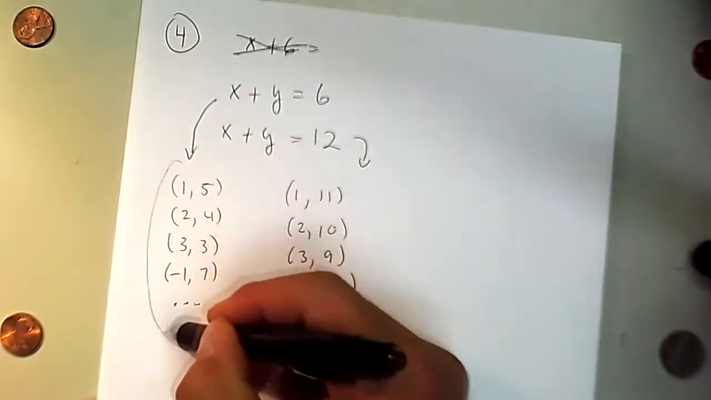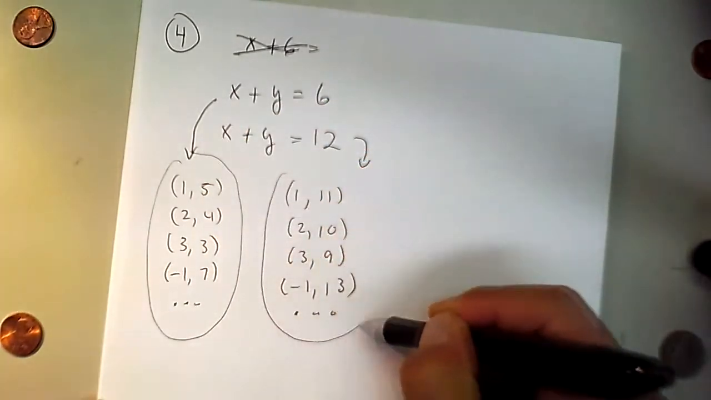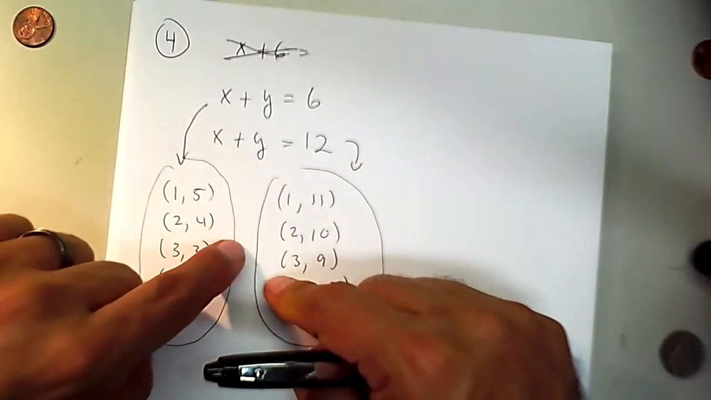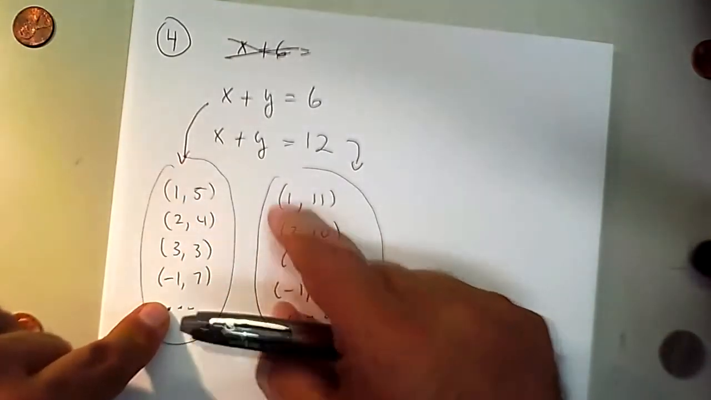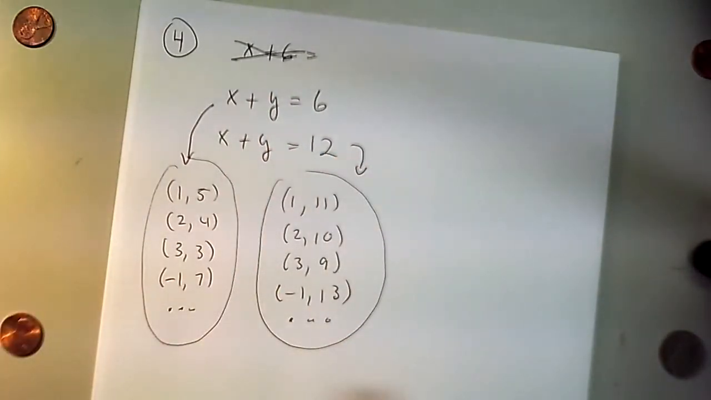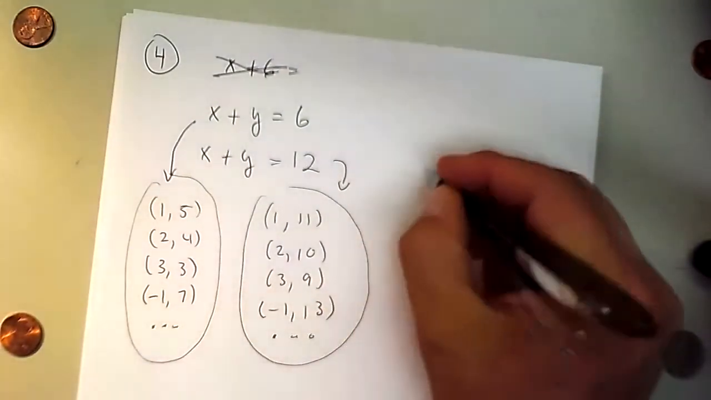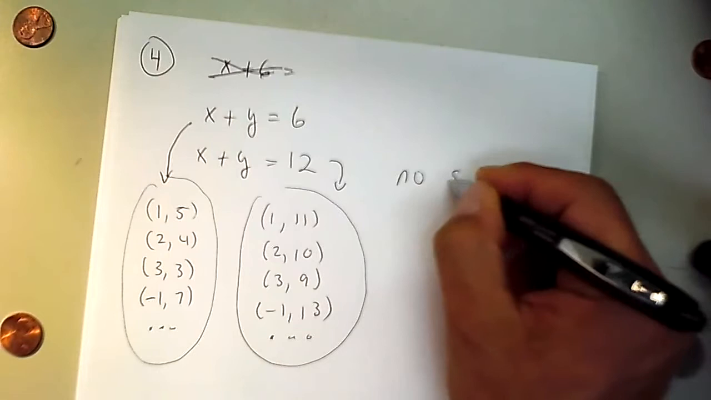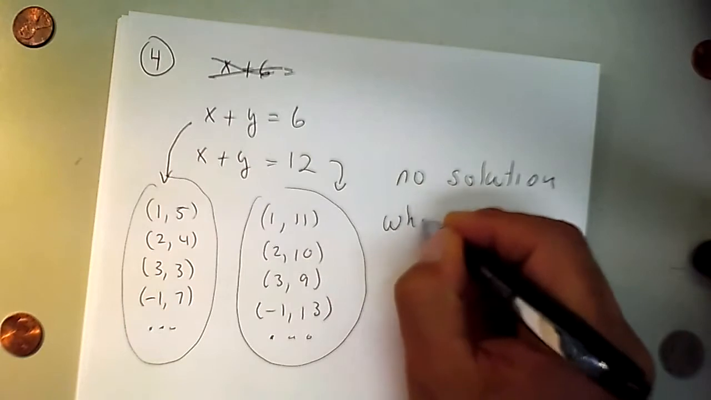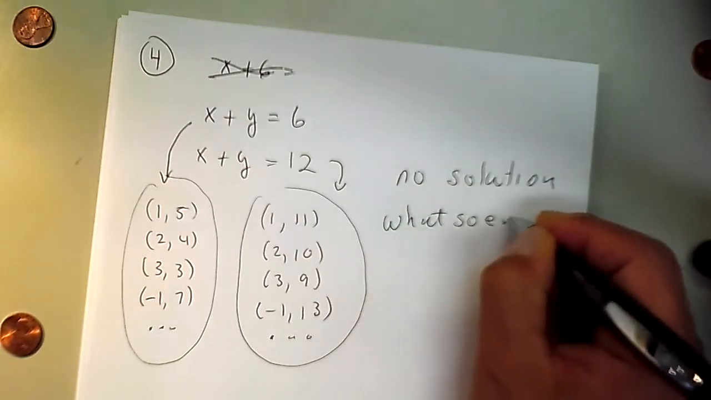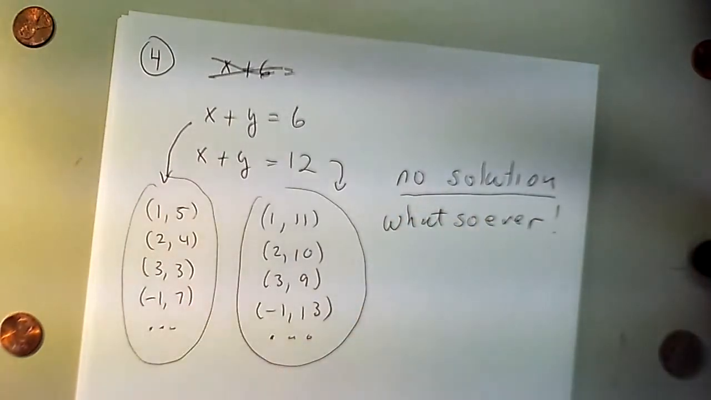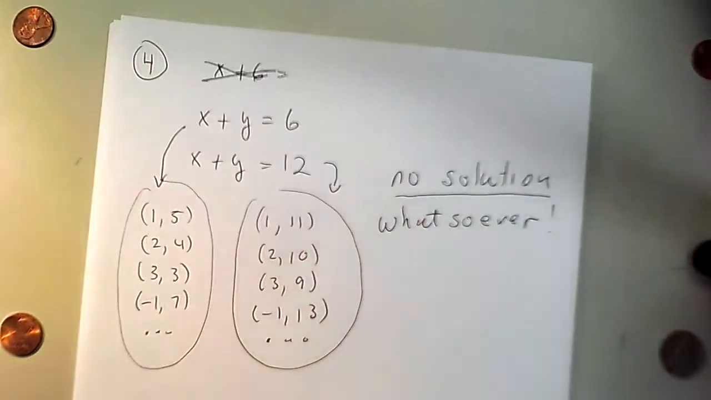So here we have a set of solutions, and here we have a set of solutions. And guess what? They do not intersect. There is no solution that is good for this equation and good for that equation as well. So in this case, we have to clearly state no solution. And if you want to emphasize, whatsoever. But the main thing is the no solution part. Once you say there's no solution, it is implied that there is no solution whatsoever.